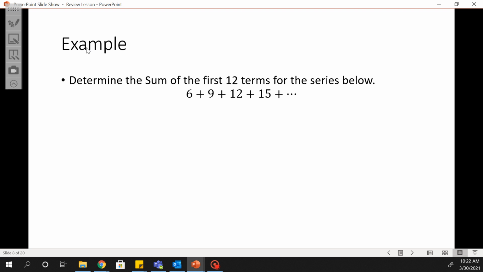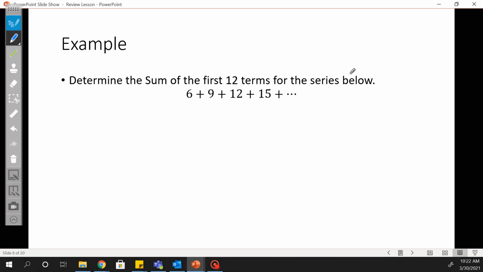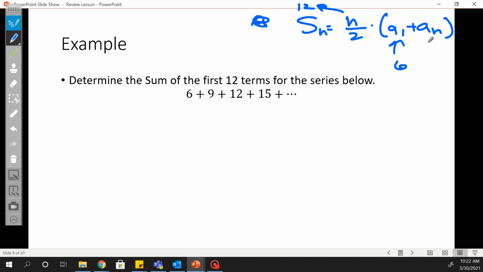An example of this: determine the sum of the first 12 terms for the series below. Okay, so the sum formula, n over 2 times a1 plus an. I need the number of terms, which is given to me, that's 12. I need the first term, that's 6. But I also need the 12th term, the last term, which is not given to me. So I do need to figure that out by using the term formula, a1 plus d times n minus 1. This I can use to determine a12, which I need for my formula.